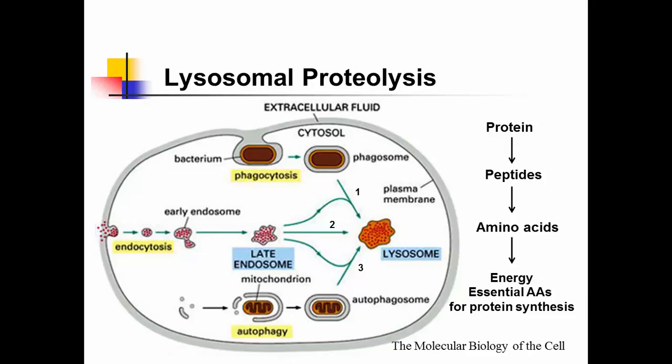And then the macroautophagy pathway: damaged mitochondria can be surrounded by membrane structures and form the autophagosome, which then fuses with the lysosome to form the autolysosome, and is degraded by lysosomal enzymes. The proteins being degraded yield amino acids, which can be used as energy, or essential amino acids can be used for protein synthesis, depending again on the physiological state. Right.